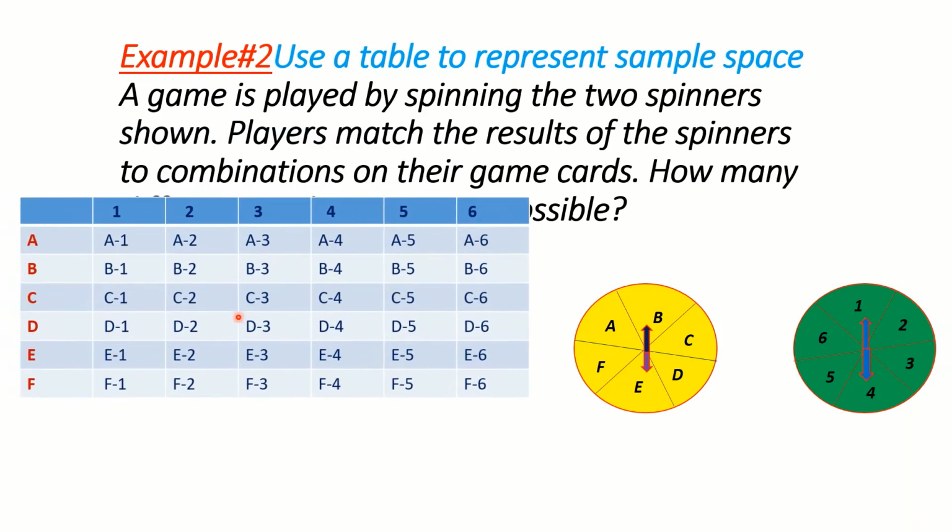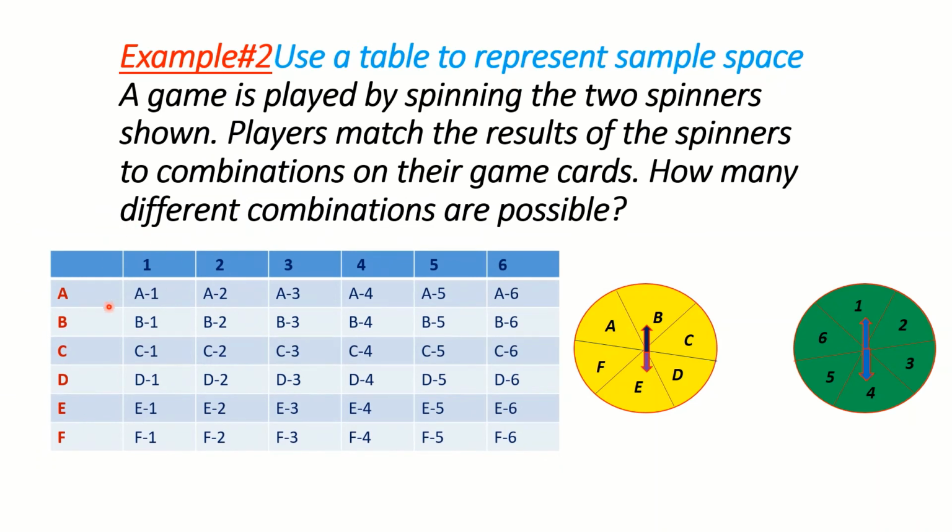Put your letters first here A, B, C, D, E, F, and your numbers from the second spinner in order 1, 2, 3, 4, 5, 6. Then combine each letter with the numbers. For example, here A1, A with 2, A with 3, A with 4, A with 5, A with 6, B with 1, B with 2, and so on. So F1, F2, F3, F4, F5, and F6.